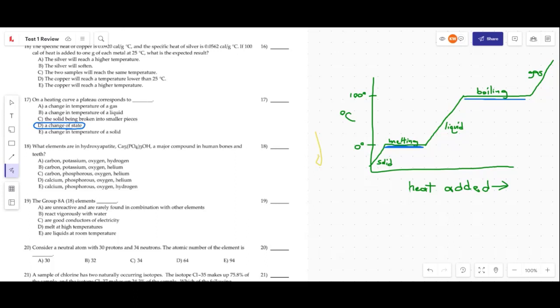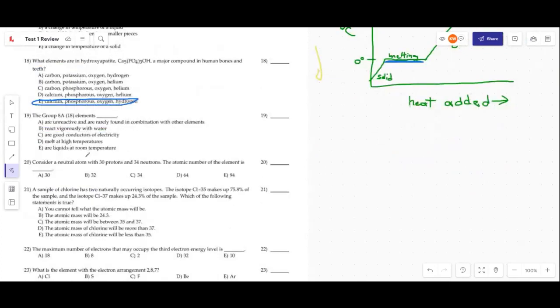It says the group 8A elements are blank. Which one of those best answers that? 8A would be that last group on the far right.